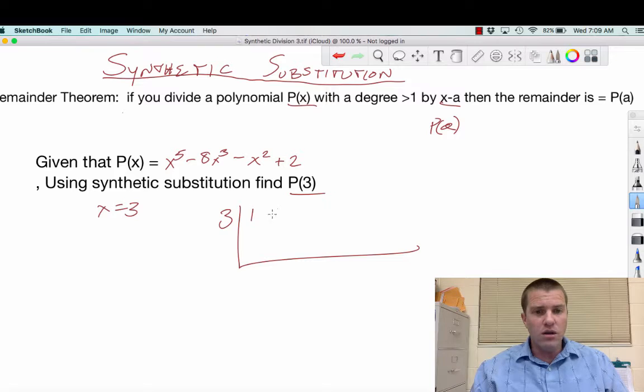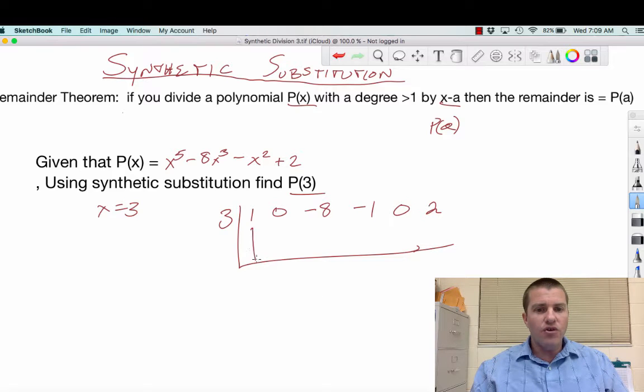I have 1 for the x to the fifth. My x to the fourth is missing. So that's 0. -8 for the cubic term. -1 for the quadratic term. My linear term is missing, the x to the first, and then my constant is 2.